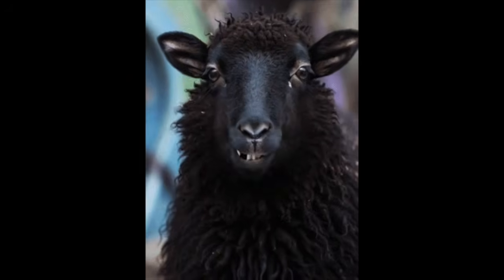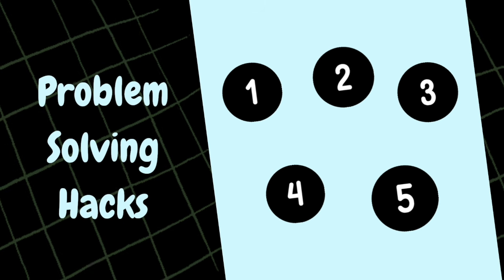Problem solving and data analysis is sort of the black sheep of SAT math. But if you're aiming for an 800, you can't ignore it. So in this video, we're going to go over 5 hacks to help you get that perfect SAT math score that you are aiming for.